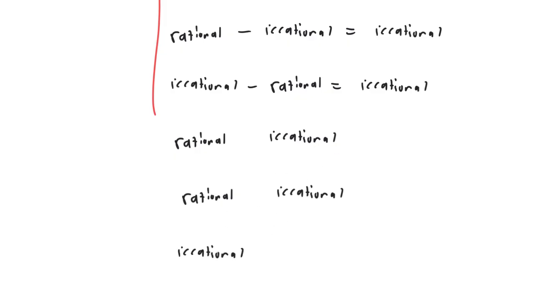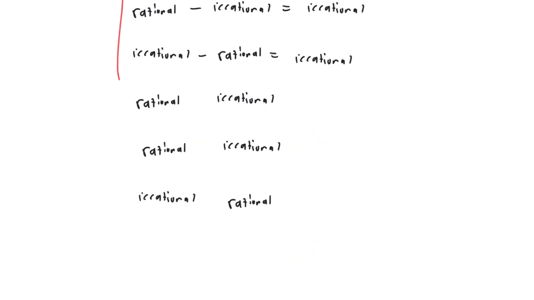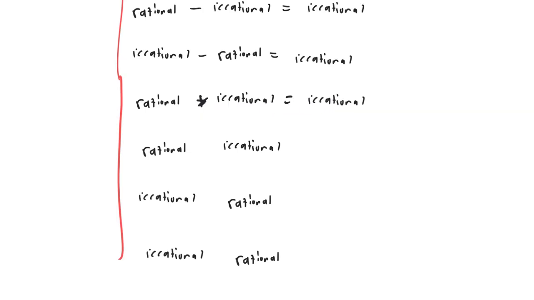So it's also true that we can say the following, and that is that anytime you multiply a rational number times an irrational number, you will get an irrational number. Anytime you divide a rational number by an irrational number, you will also get an irrational number. Anytime you divide an irrational number by a rational number, you will get an irrational number.